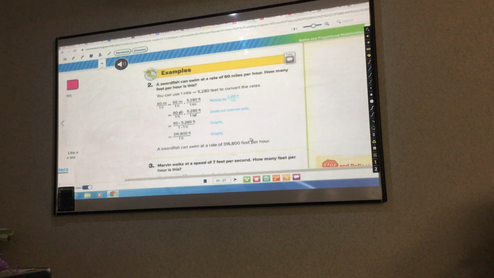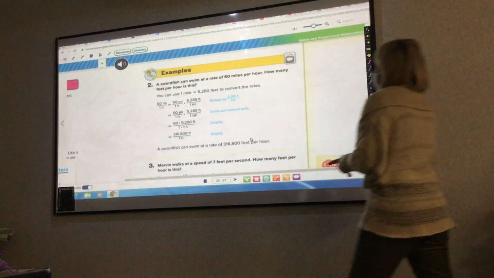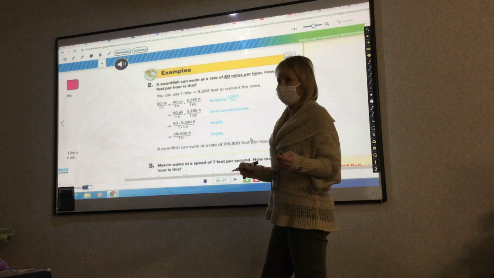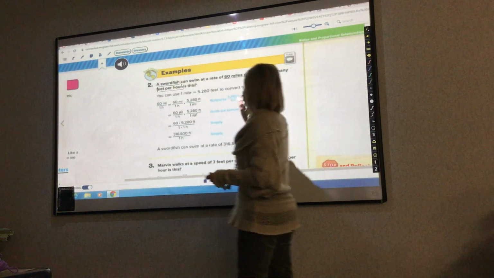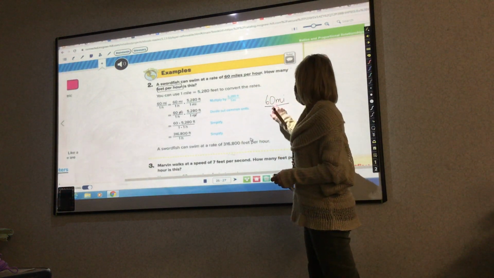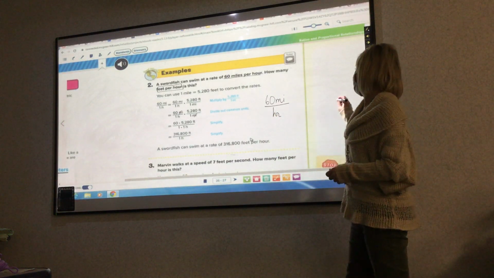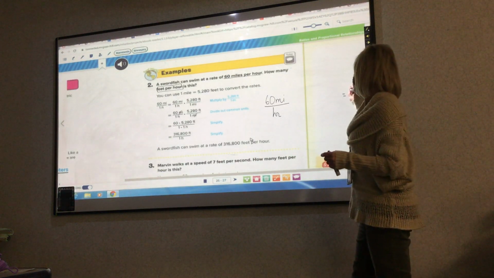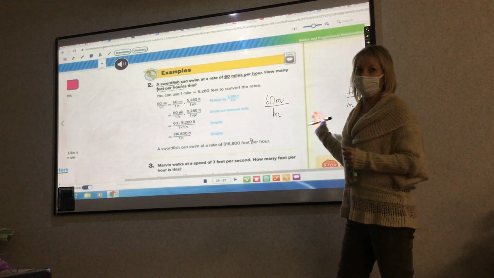So swordfish can swim at a rate of 60 miles per hour. What do I need to put an underline around? 60 miles per hour. How many feet per hour is this? What do I put a box around? Feet per hour. So then I start with 60 miles per hour. What am I ending up with at the end? I just want my labels. Feet per hour. So it's feet per hour. And notice I give myself a lot of space here.